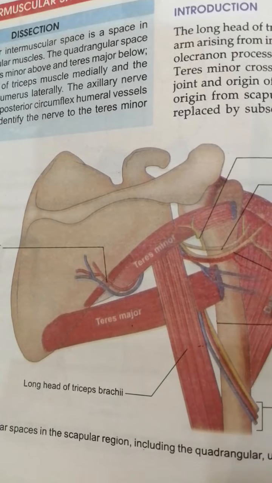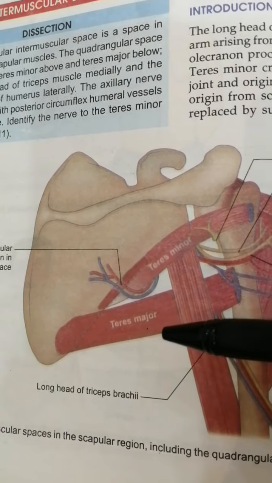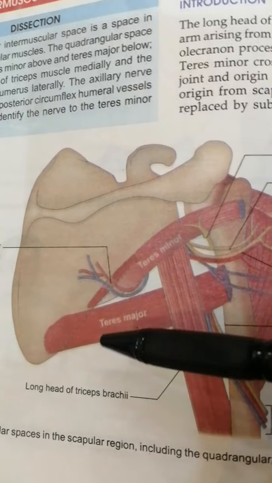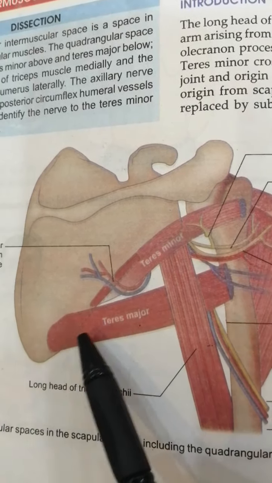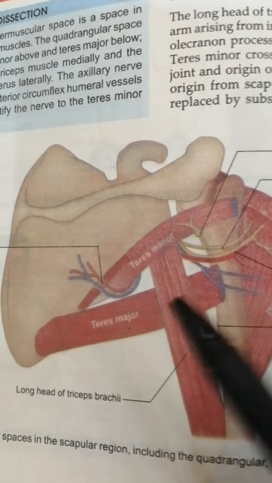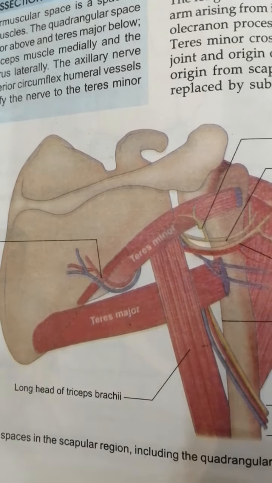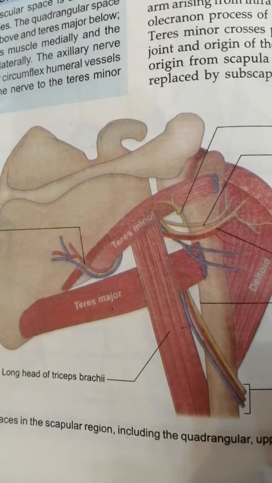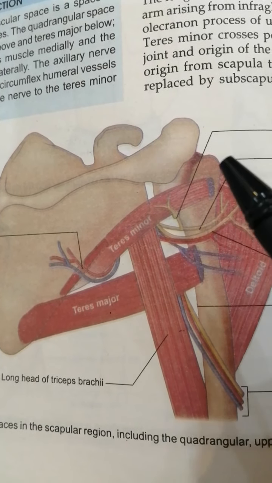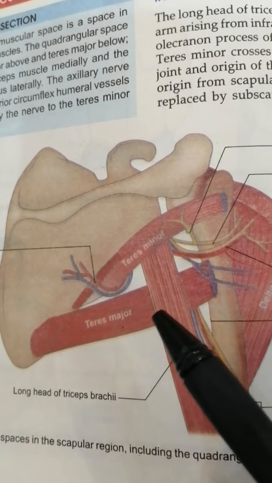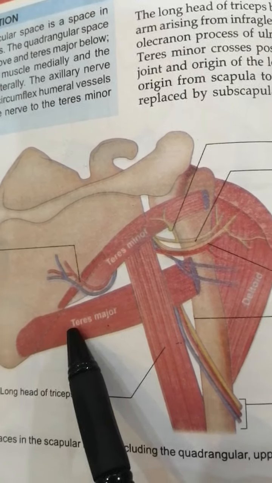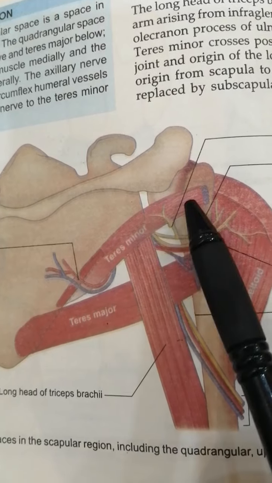Here in this diagram you have already studied the muscles that are originating from the lateral border of the scapula. This is the teres minor muscle, this is the teres major muscle. This diagram is present in the VD, and it's a very easy diagram, and from it you can easily determine all the boundaries and contents of the intermuscular spaces. So we were here: this is the teres major muscle, this is the teres minor muscle.